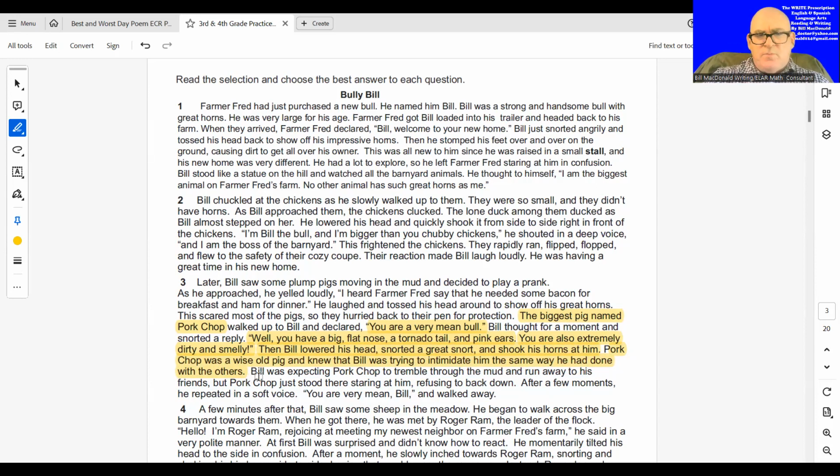Bill was expecting Pork Chop to tremble through the mud and run away to his friends, but Pork Chop just stood there staring at him, refusing to back down. Okay, so we have an idea that Pork Chop is trying to stand up to this bully. Bully Bill is trying to do his normal thing and scare him away. It's not working for Bully Bill, but it's not working for Pork Chop either. So we're at an impasse here.